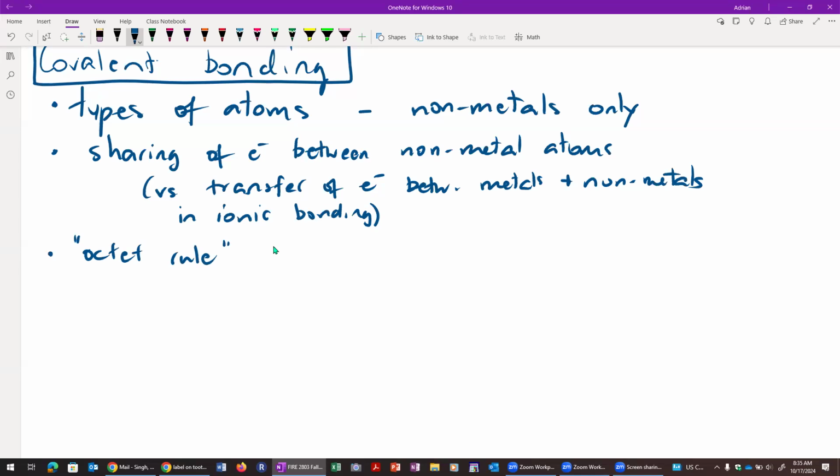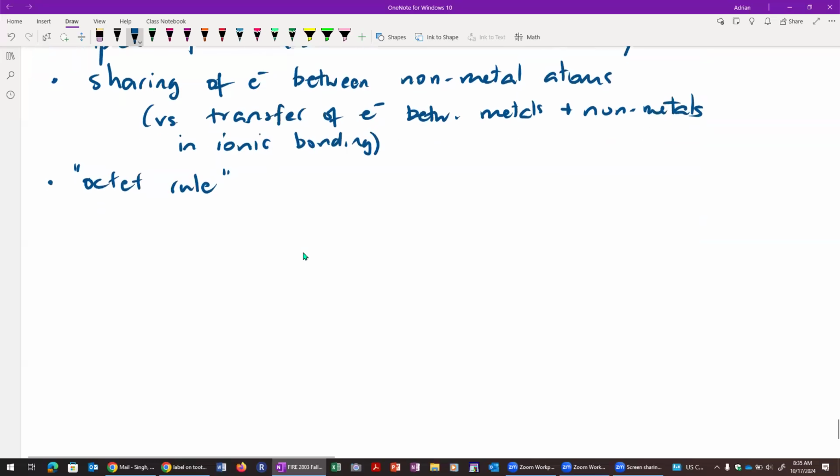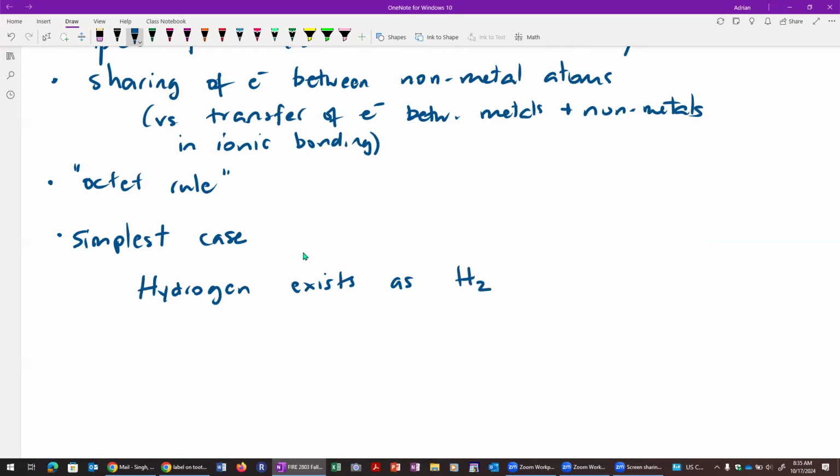There are going to be some exceptions, and we'll take a look at a very important exception at the very beginning here. Let's look at the simplest case of a covalent compound, a covalent molecule, and that is hydrogen. So hydrogen actually exists under normal conditions not as H, but as H2. So it's referred to as diatomic, meaning it's made up of 2 atoms. And how does this actually happen? Why does it exist in this state versus just regular monoatomic form? Well, it has to do with stability.